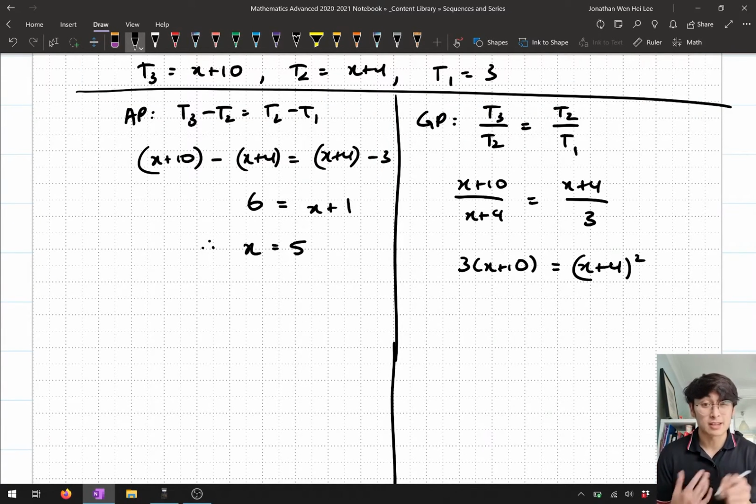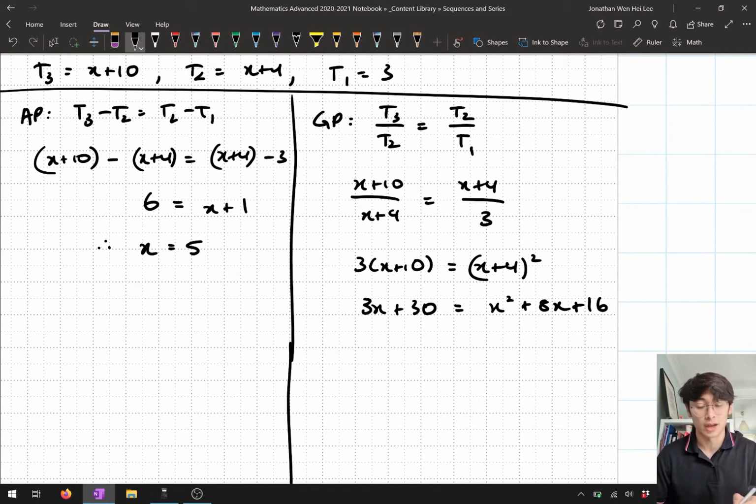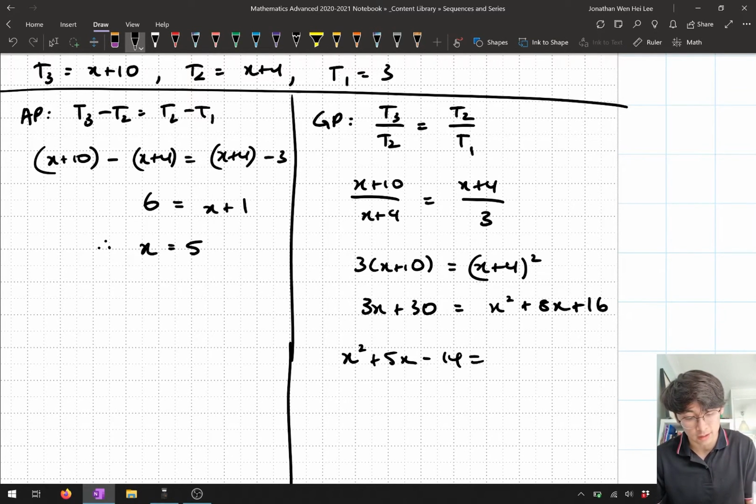Here I multiply the 3 over, I get 3 times x plus 10 is equal to x plus 4 squared. And I can just expand this and start to solve for x. On my left-hand side, I get 3x plus 30, and on my right-hand side, I get x squared plus 8x plus 16, using my perfect square expansion. Now I can start to solve this. This is a quadratic, and I can just move all of my terms to one side. So I can move all my terms to the right-hand side, and I get x squared plus 5x minus 14 is equal to 0.